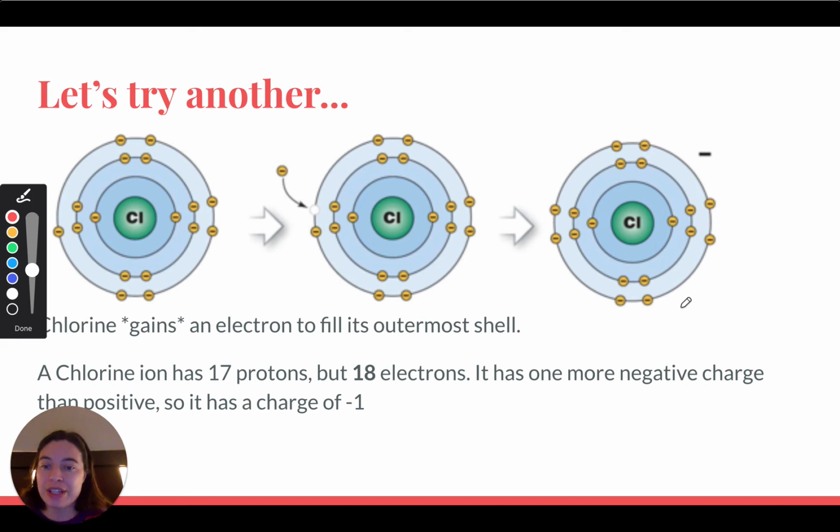Remember, anion is the word we use for a negatively charged ion. Now this has 17 protons, but 18 electrons. So it has 1 more negative charge than it has positive charges, so its charge is -1. Another way I could think of that is by saying 17 protons minus 18 electrons is equal to -1.